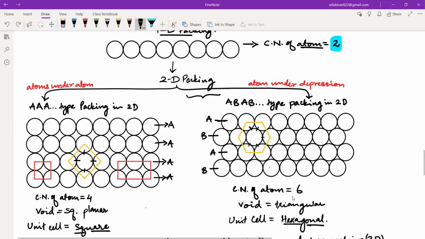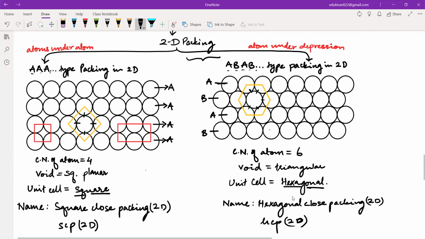Then when I went to 2D packing, I had a choice that I can put the atoms under atoms or I can put the atoms in the depression. So when I put atoms under atom, I got AAA type packing. When I put atoms in the depression, I got ABAB type packing. Now further on, I wrote a few points.